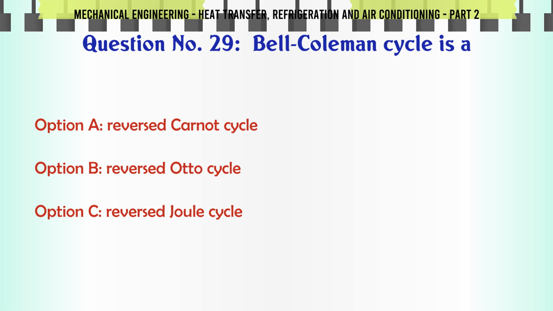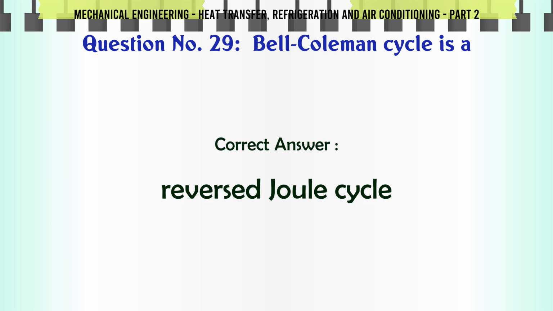Bell-Coleman cycle is A. reversed Carnot cycle, B. reversed Otto cycle, C. reversed Joule cycle, D. reversed Rankine cycle. The correct answer is reversed Joule cycle.